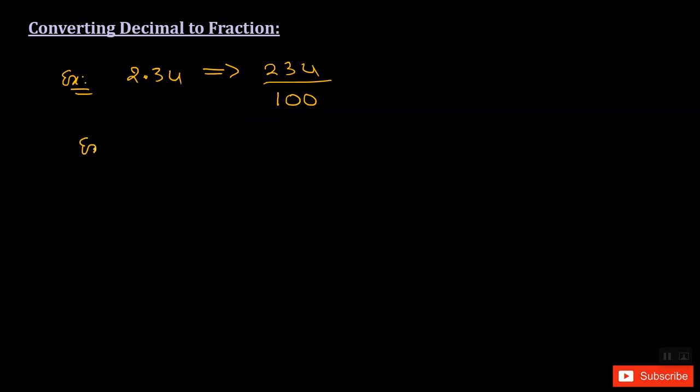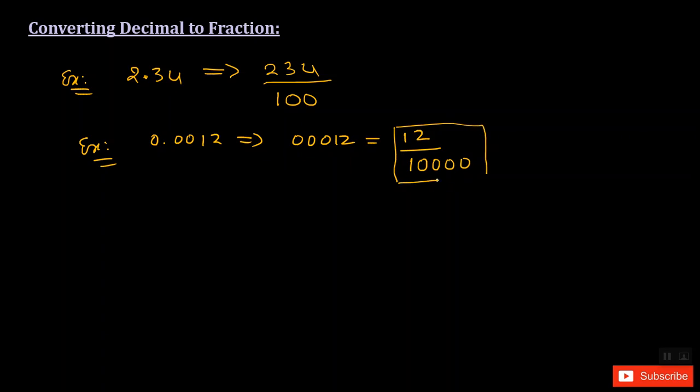Let me take another example. If I have this decimal, 0.0012, I can just write it as a number without a decimal point, 00012. It's simply 12 divided by, after the decimal we write 1 as it is. After the decimal point how many digits were there? Count 1, 2, 3, 4. There are a total of 4 digits, so I have to write 1 followed by 4 zeros. So 12 divided by 10,000 is the equivalent fraction of 0.0012.